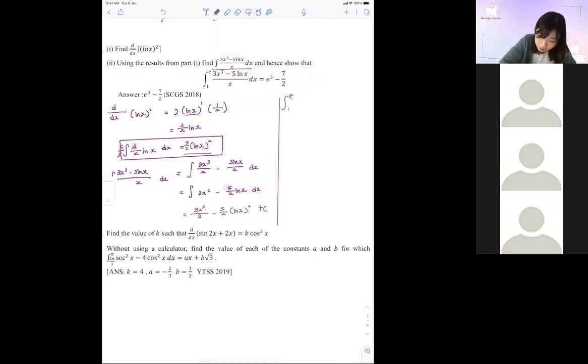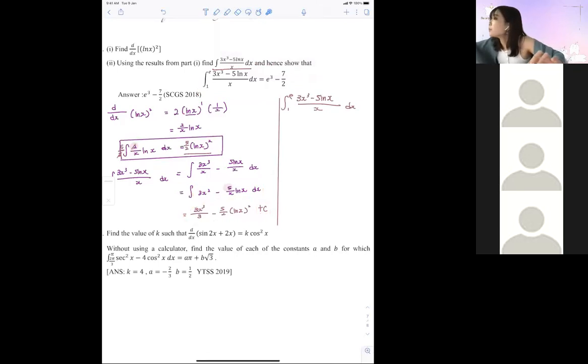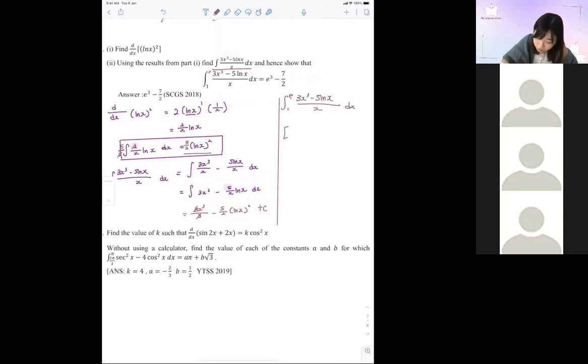So all the difference now is that there is a number on the integral sign. So we just have to copy this, but the C you change to bracket. Okay, oh wait, I forgot to simplify this, and the 3 can cancel away. So you have x cubed minus 5 over 2 ln x square. The C change away to e and 1.